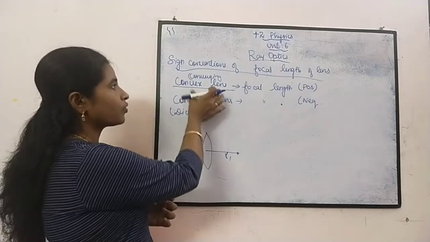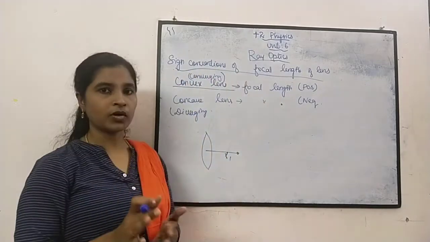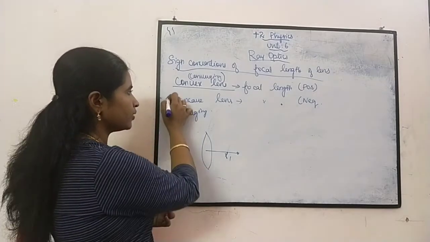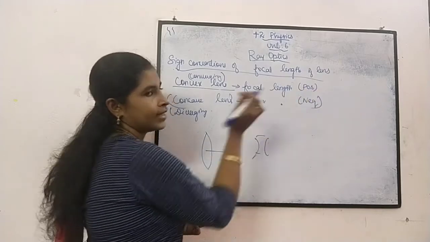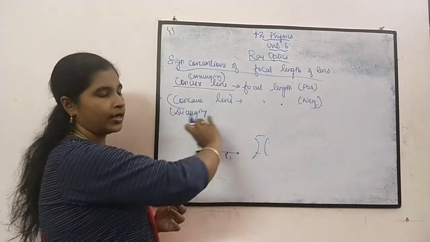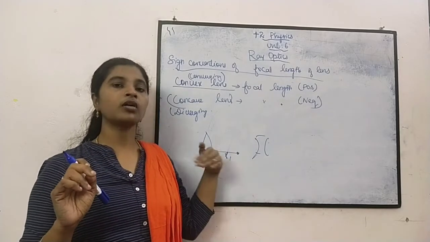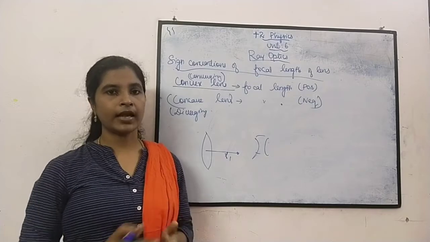In the case of a convex lens or converging lens, the focal length should be taken as positive. Similarly, in the case of a concave lens or diverging lens, the focal length should be taken as negative. All other sign conventions are similar to the spherical mirror.